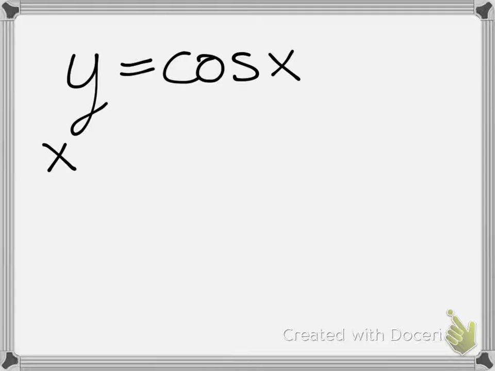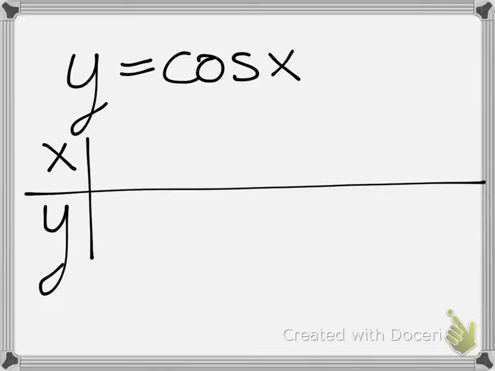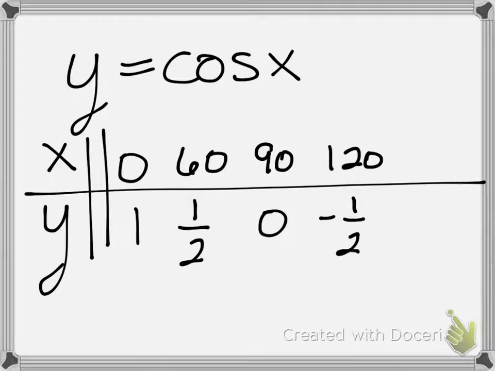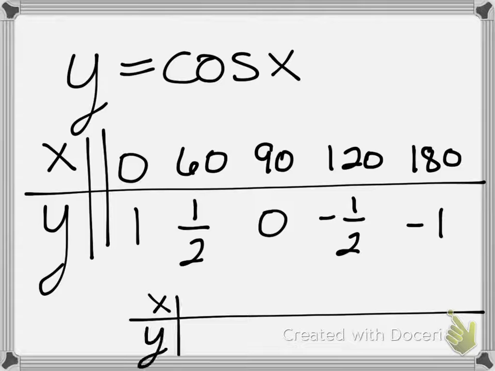So if we make this t-chart again, if we start at 0 degrees, cosine of 0 is actually 1. Cosine of 60 degrees is actually a half. Cosine of 90 is 0. Cosine of 120 is negative 1/2. Cosine of 180 degrees is negative 1. Kind of keep going here.